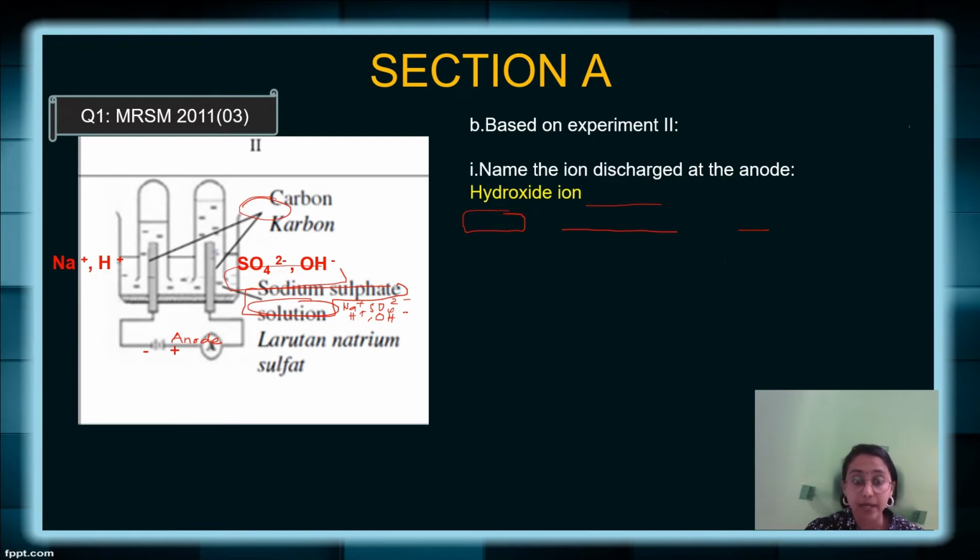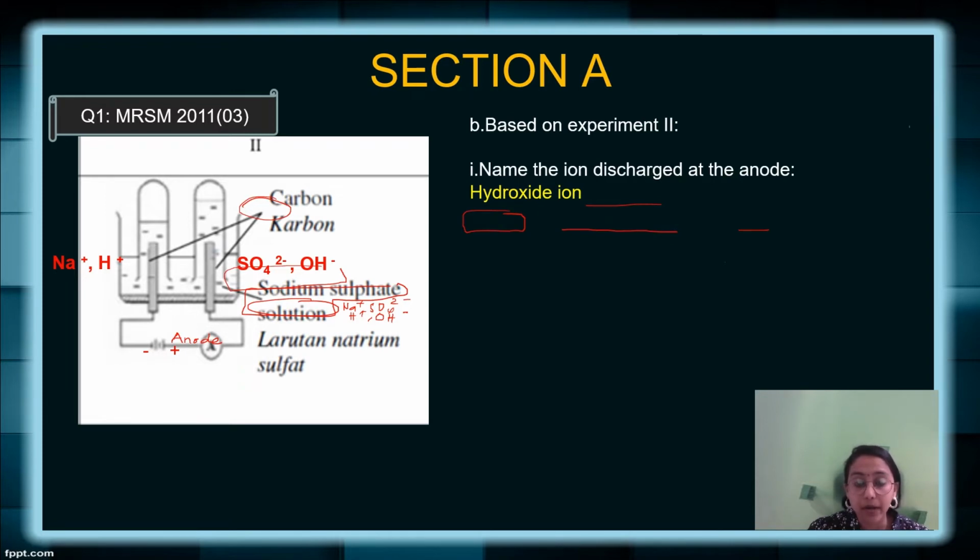Okay, and the type of electrode used here, both are carbons. So in that sense, the type of ions to be discharged is determined by the E0 value, the standard electrode potential value. So you have to rely on the E0 value. You can refer to the table that will be provided during your exam.